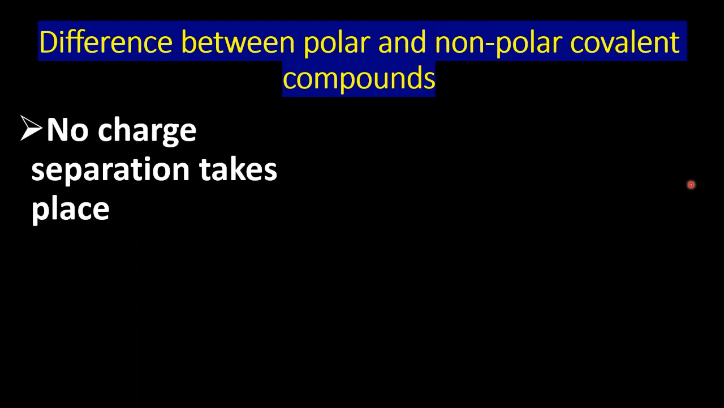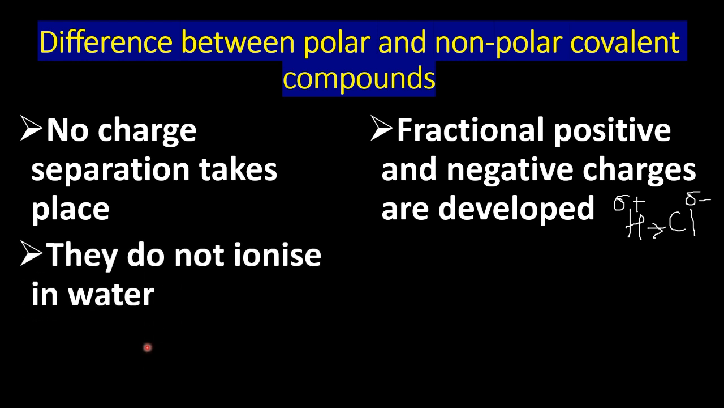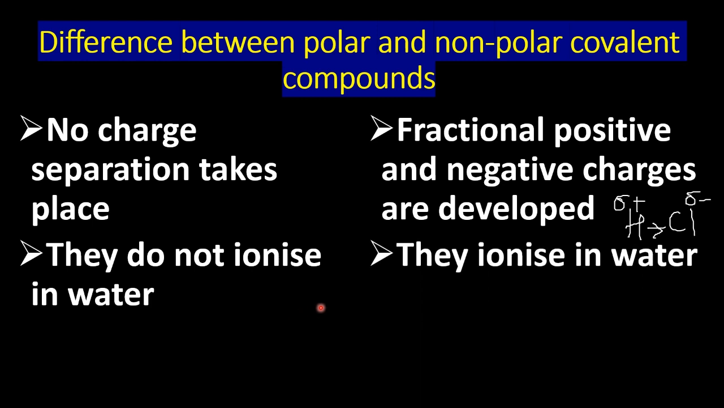Next point: in non-polar there is no charge separation, but in polar there will be fractional positive and negative charge. So what happens if we take HCl? Cl will pull electrons towards itself, H will form plus and Cl will form minus. Okay, non-polar compounds do not ionize in water. Polar compounds will ionize in water.